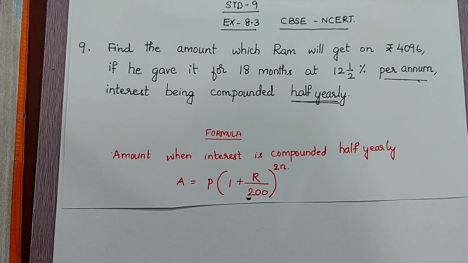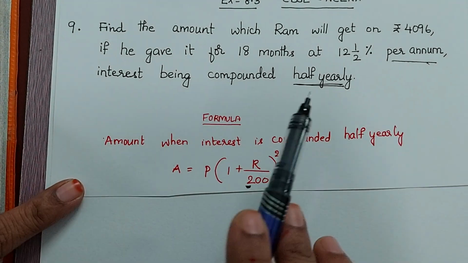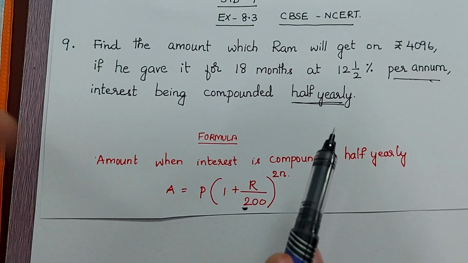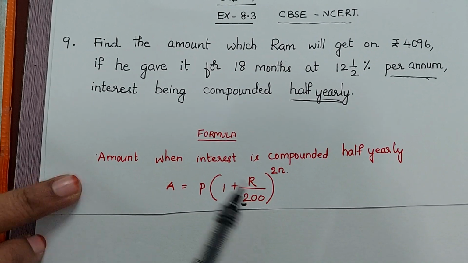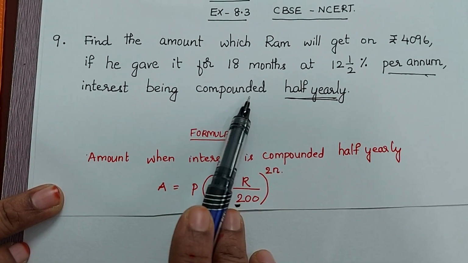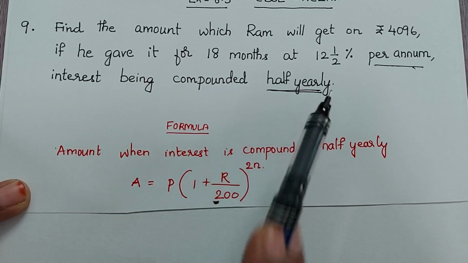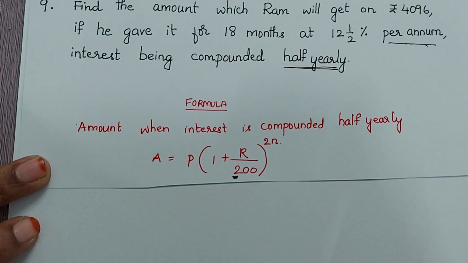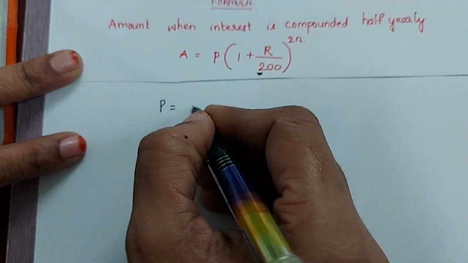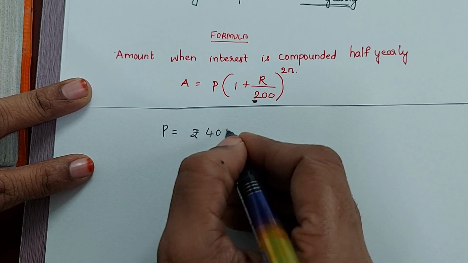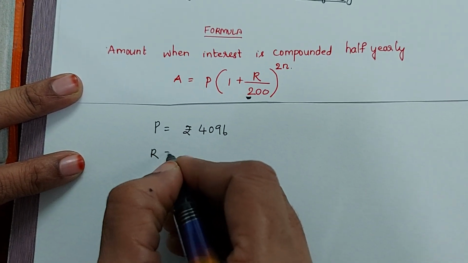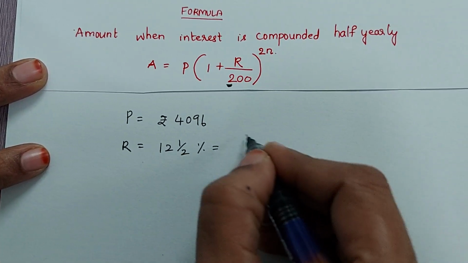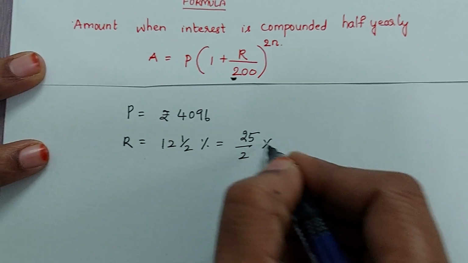So instead of using the very difficult way of calculating every half year, you just apply this formula. So when the interest is compounded half yearly, then the amount can be calculated with this formula. So let's see the sum. Here principal is rupees 4096. Rate of interest is 12.5% per annum, that is equal to 25 by 2%.